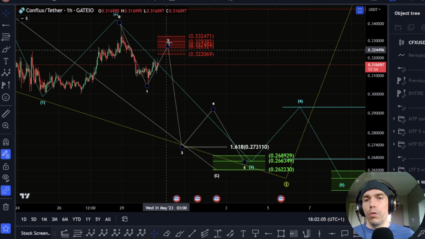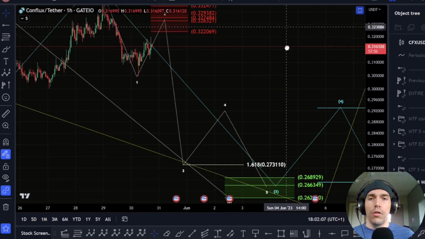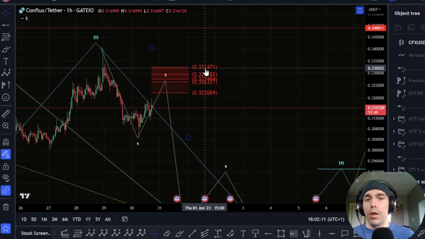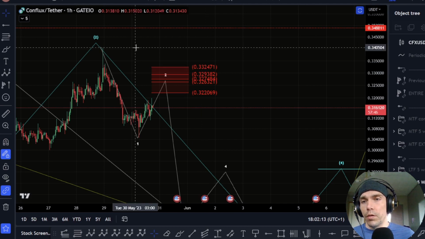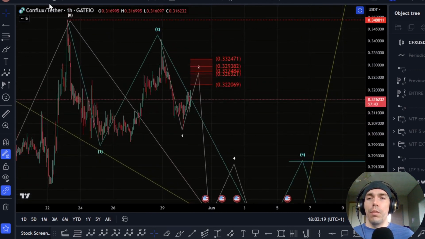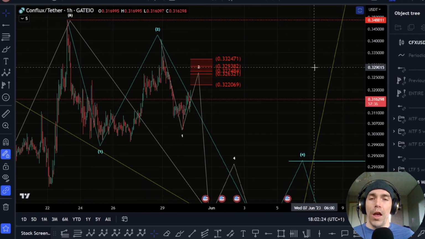Now if we do look to push up a little bit higher here, our rejection zone for this would be between this 0.32202 to this 0.3324. Moving up past this high here of this 0.3405 would invalidate this white count here. It would not, however, invalidate the blue count. Invalidation of that comes by crossing this 0.3488.